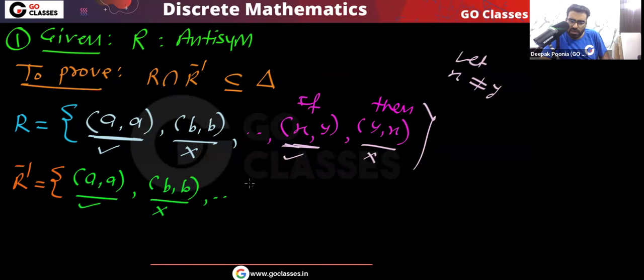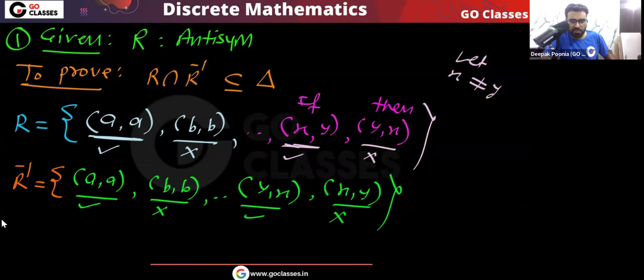If XY belongs to R, then YX belongs to R inverse. And if YX does not belong to R, then I can say XY does not belong to R inverse. Now you tell me what their intersection will look like. R intersection R inverse, what will it look like?